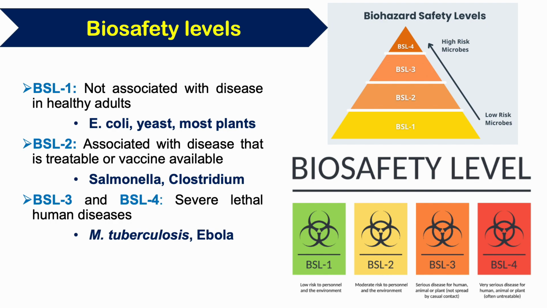BSL1 green color, BSL2 light yellow color, BSL3 reddish color, and BSL4 red color. So BSL1, as I already said, is low risk to personnel and the environment. And BSL2 is moderate risk to personnel and the environment. BSL3 is for serious disease for human, animal, or plant and not spread by casual contact. On the other hand, BSL4 is for very serious disease for human, animal, or plant, and often untreatable. So this type of organism is generally handled in BSL4.